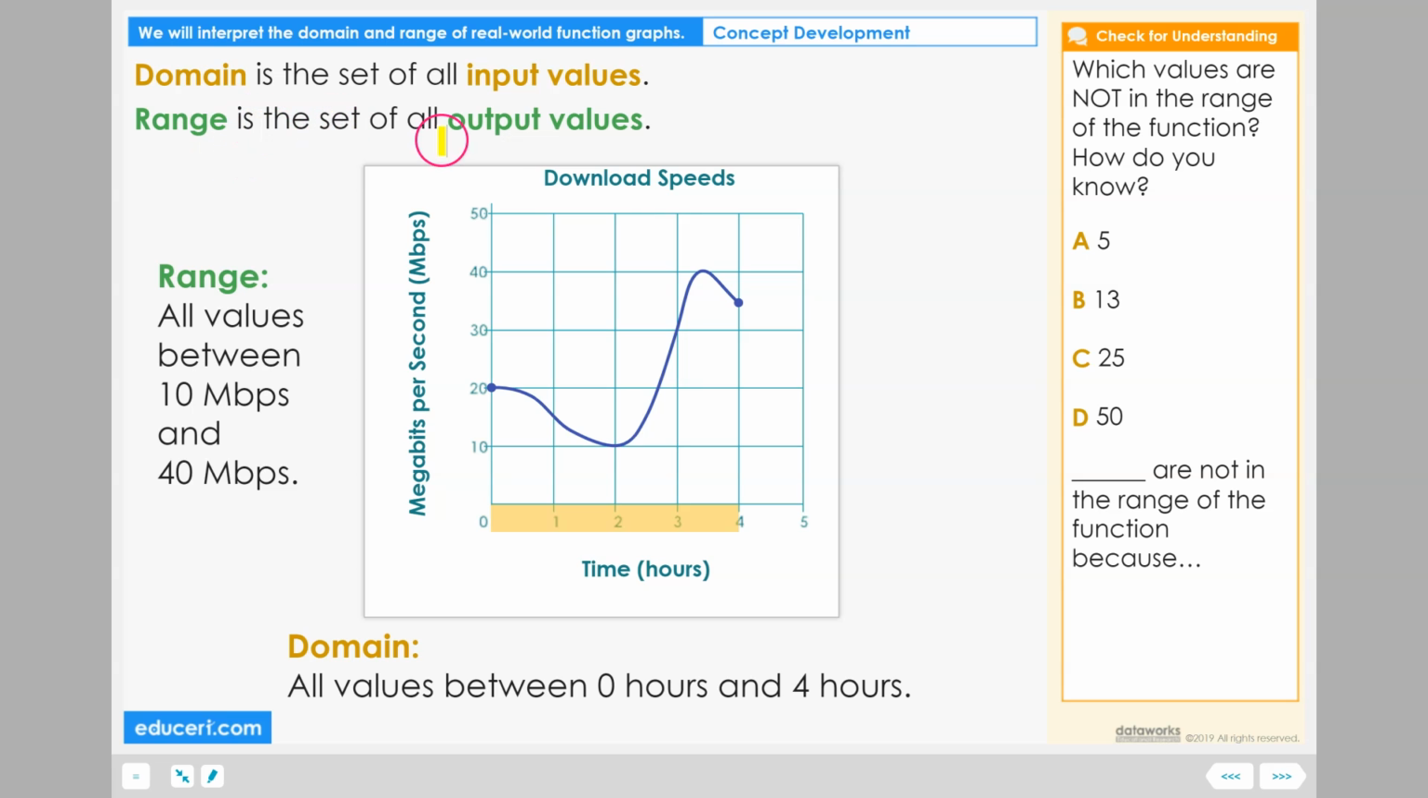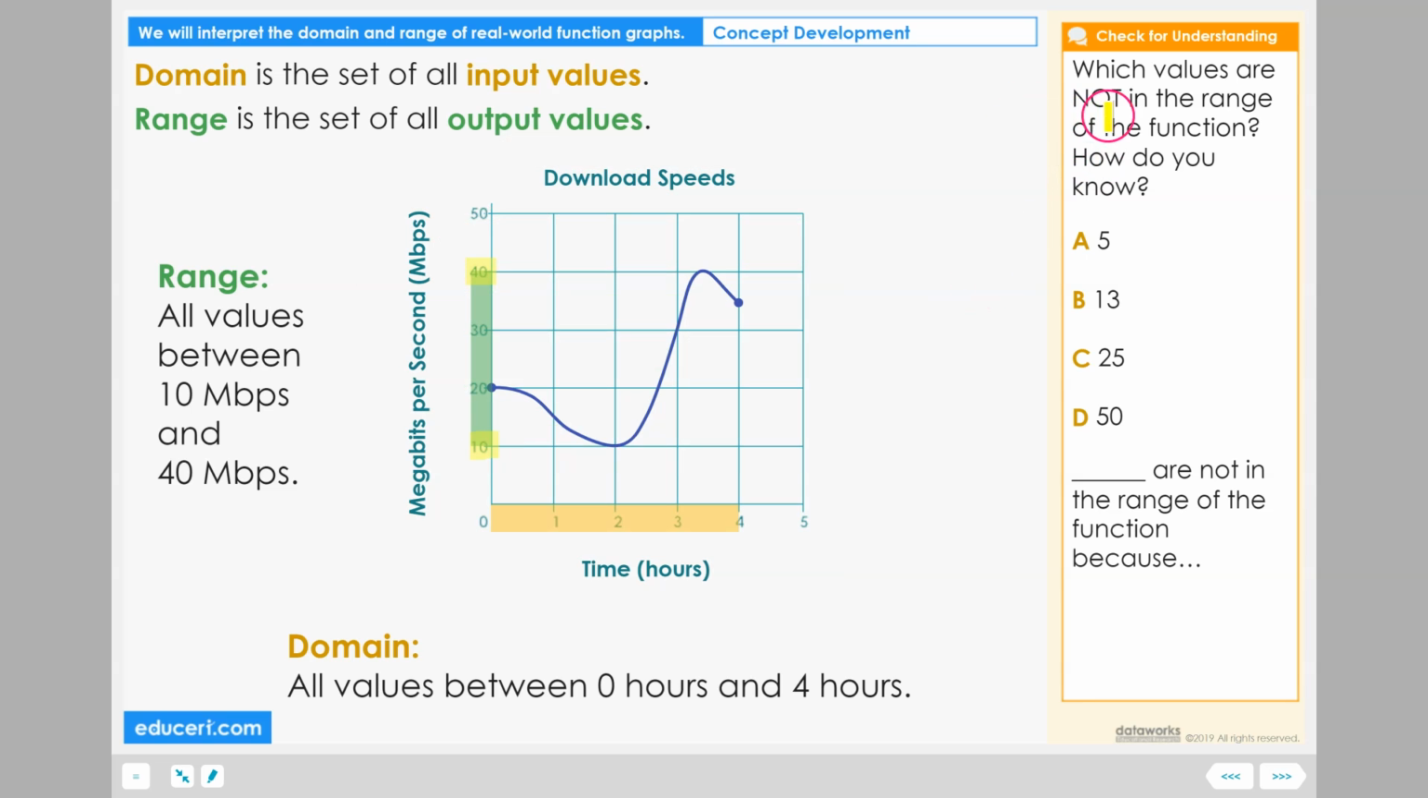Range is the set of all output values. These are all the possible outcomes for the function. The range quantity in this example was megabits per second. The range is all values between 10 megabits per second and 40 megabits per second because these are the values that the graph can get to. We saw earlier that this graph was never at 45 megabits per second.